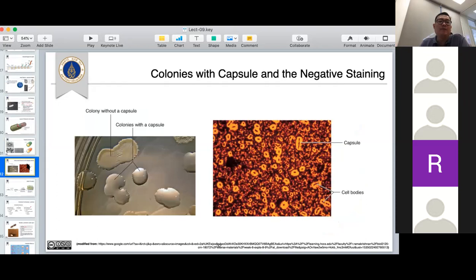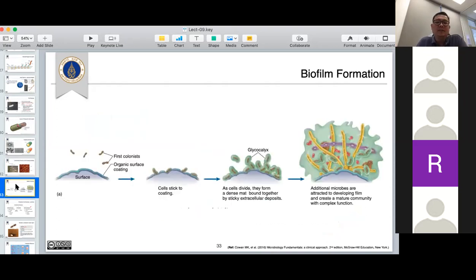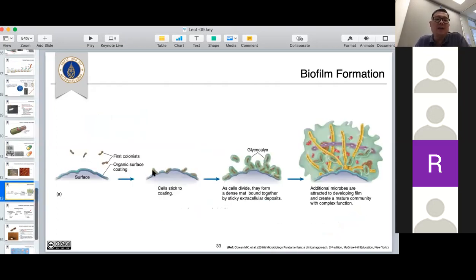Bacteria with a capsule, normally you see a smooth colony, and then when you stain, you probably see some empty area around the cells, which is the capsule, by negative staining. And this is biofilm formation. So bacteria start to produce glycocalyx that is slimy, and then the slime is lost out, and the accumulation of the slimy waste forms a biofilm.